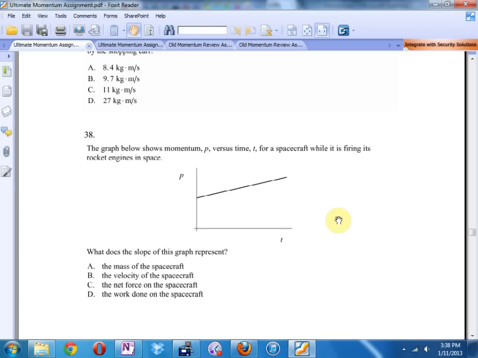I gave you tricks to interpret graphs. Just looking at 38, it says, what's the slope of this graph? It would be momentum divided by time. What would momentum divided by time be? Is there an equation that has momentum and time in it? I think there is, isn't there? Don't you guys have an equation that has momentum and time in it? Yeah? So what would momentum divided by time be? I think force, because when you divide the T over, you get an F. Technically, according to this question, the net force. Okay, fine, but definitely not mass or velocity or work.